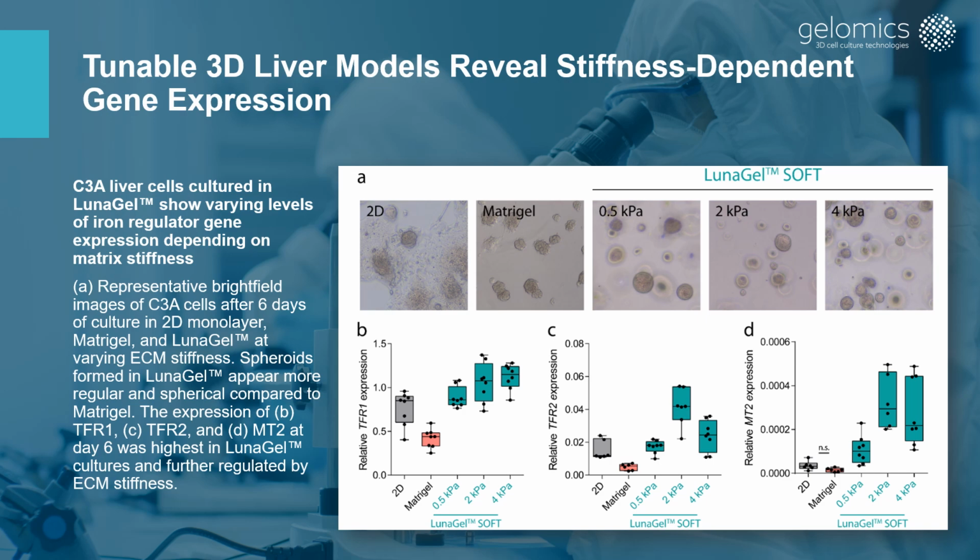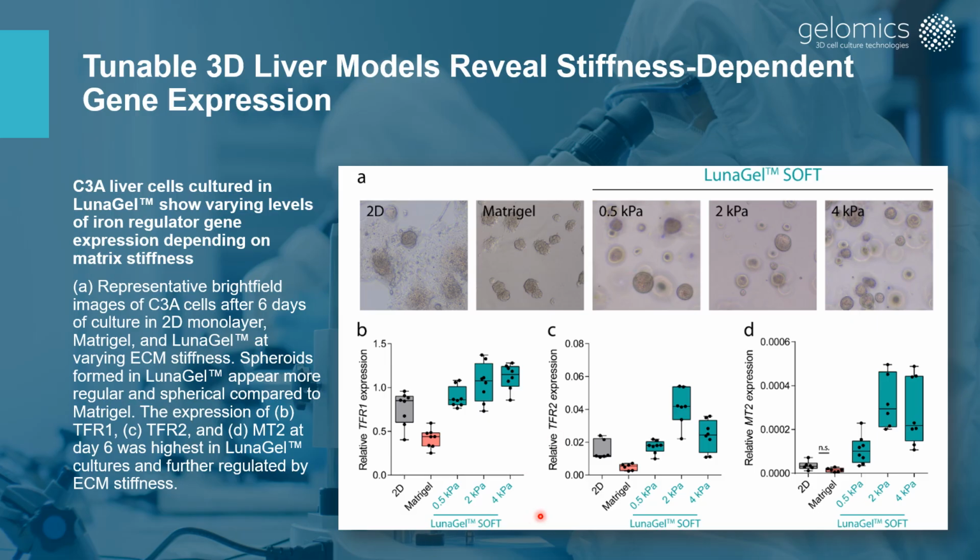As shown in Figure 4a, 2D cultures produced flattened, spread-out cells, while Matrigel supported loosely aggregated, irregular spheroids. In contrast, LunaGel consistently supported the formation of well-defined spherical aggregates, with increasing stiffness leading to greater structural uniformity.